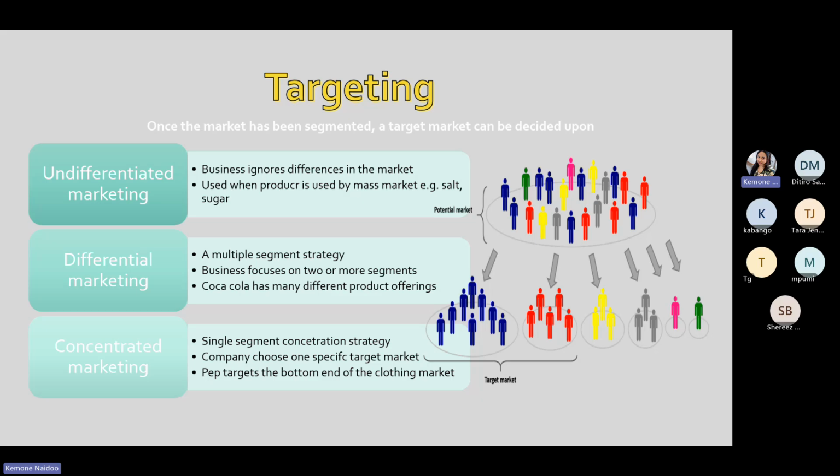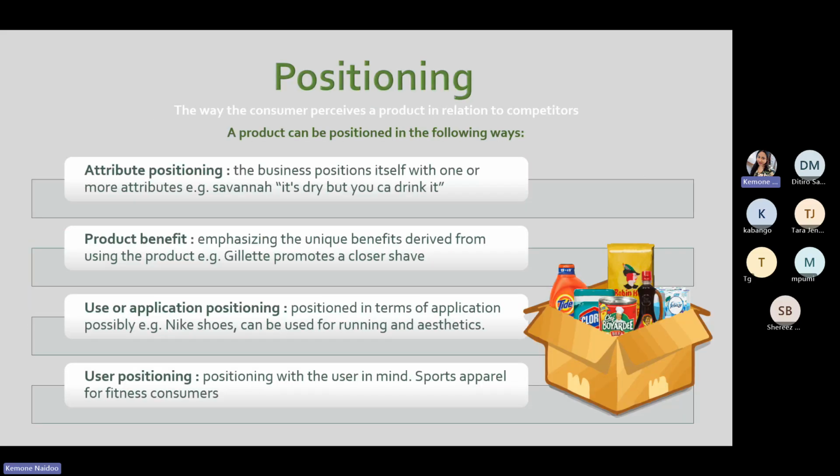It can also be based on social class. So for example, if you look at PEP, it focuses on cheaper, more affordable clothing. So it will be focused at one specific target market, which is the lower end.